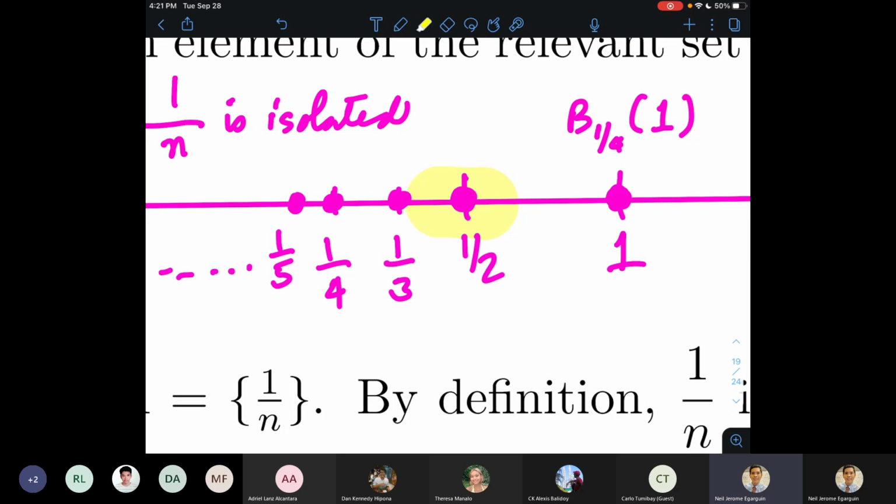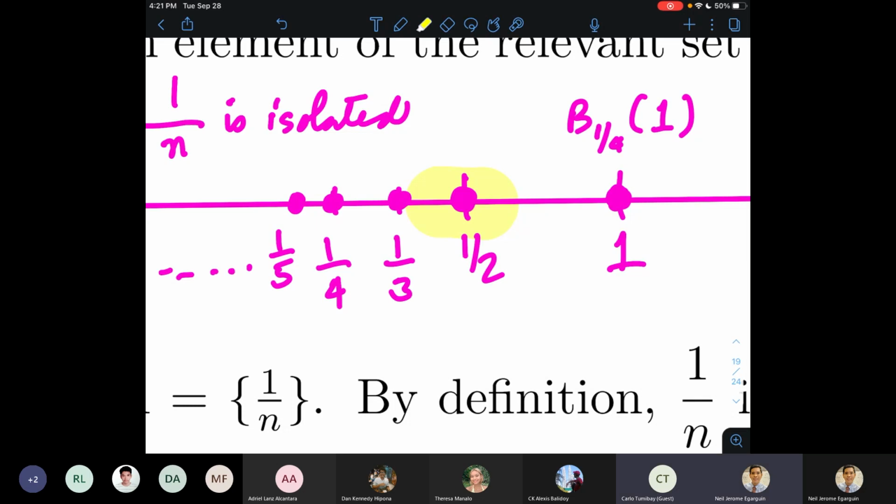Kasi di ba existence lang ng epsilon, na yung epsilon neighborhood na yon ay walang ibang lamang elements ni capital A. So para kay 1/2, ano kaya yung epsilon na pwede kong gamitin? Or kung ayaw nyo magbigay ng specific value, bigyan nyo ako ng idea paano ma-compute yung epsilon. Oh yes, Carlo?